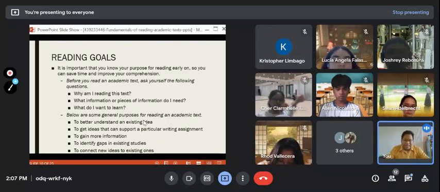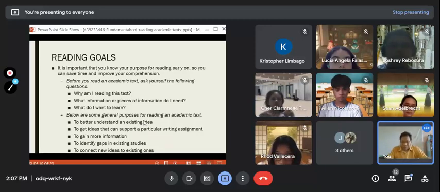Why am I reading this text? And what information do I need? What pieces of information do I need in the first place? And what do I want to learn? Below then are some general purposes for reading an academic text.